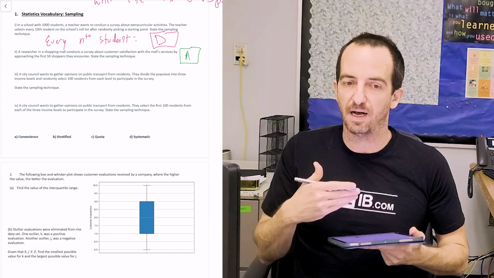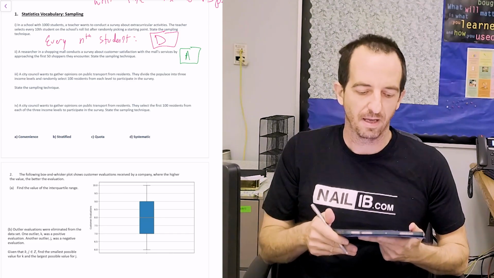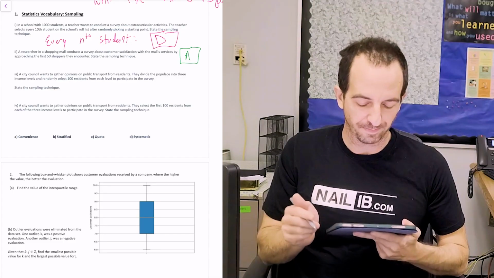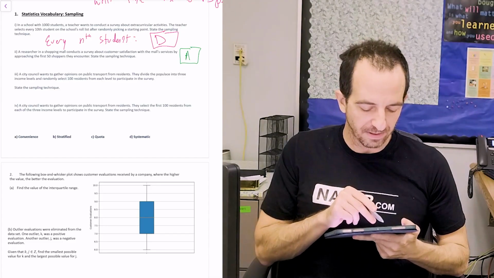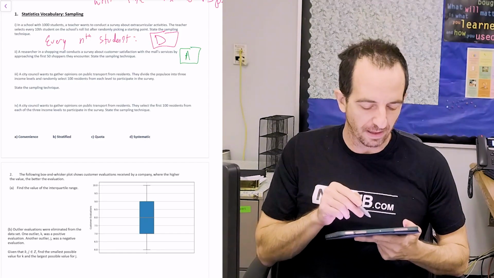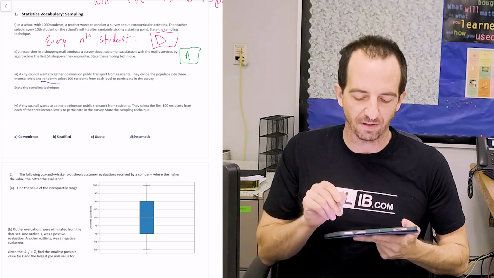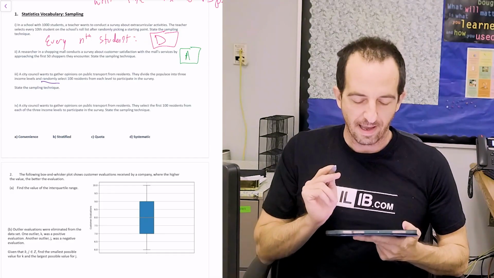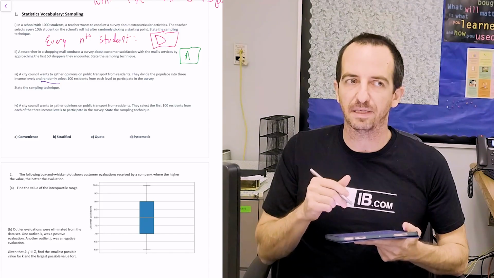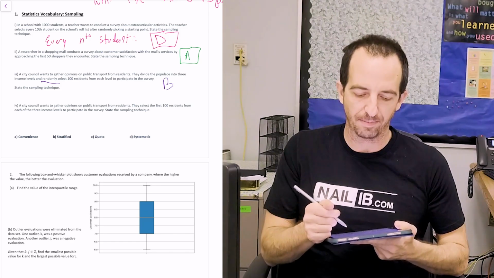But that's a convenience sampling. It's probably the least costly because you're able to find people as quick as possible, but it's far from the best sampling technique. After that, in 3, a city council wants to gather opinions on public transport from residents. They divide the populace into 3 income levels and randomly, keyword randomly, select 100 residents from each socioeconomic level. And because they broke the population up into strata and then randomly selected from those strata, that is known as a stratified sampling.